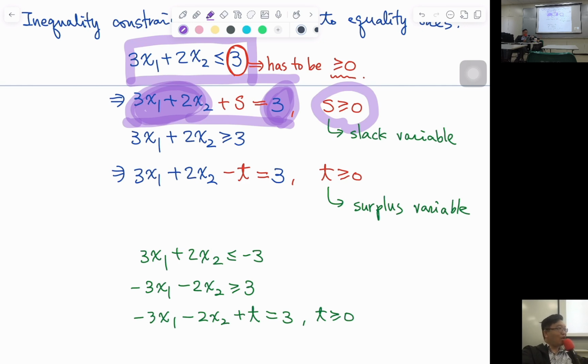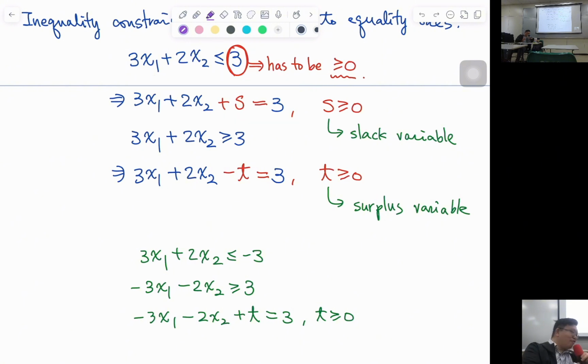Can you say they are the same? No, they are not the same anymore. You introduce something new, but the solution will be the same. In optimization, these two sets of equations are basically equivalent. Okay?